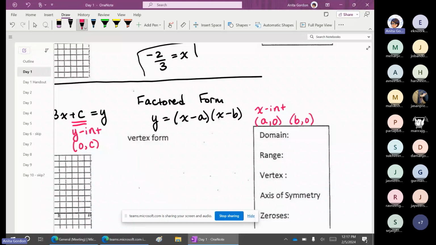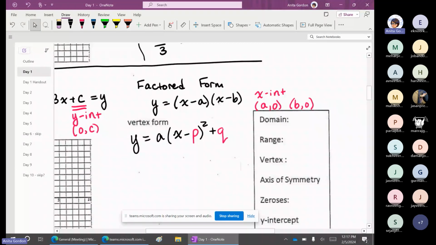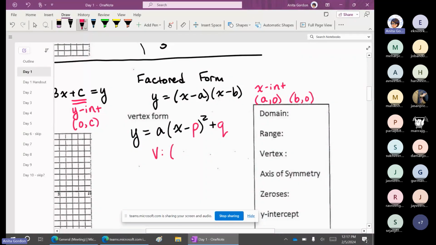And last form, this is what we practiced last week, is vertex form, where we have y equals a, some kind of number out front that we factored, (x minus p) squared plus q. Okay, what's important about this form? Tells us the vertex is at point (p, q).